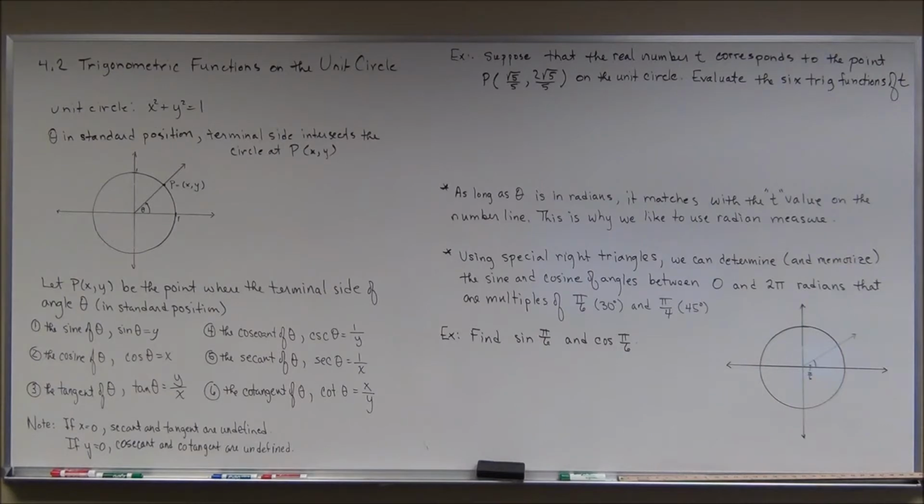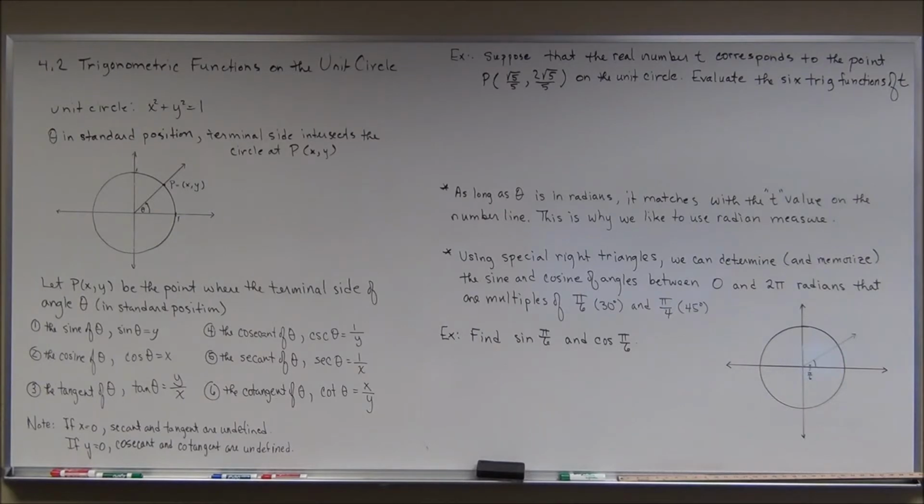Okay, now we're getting back into our chapter on trigonometry with section 4.2, trigonometric functions on the unit circle. Now this is where the rubber meets the road. This is where you really have to bear down on this information, because this is where we're going to get our introduction to the 6 trigonometric functions and how they are defined.